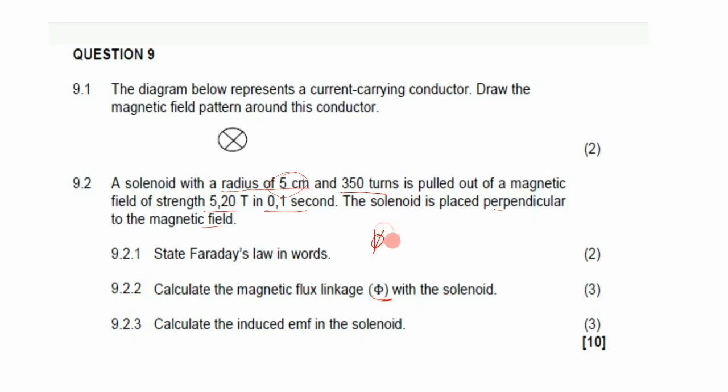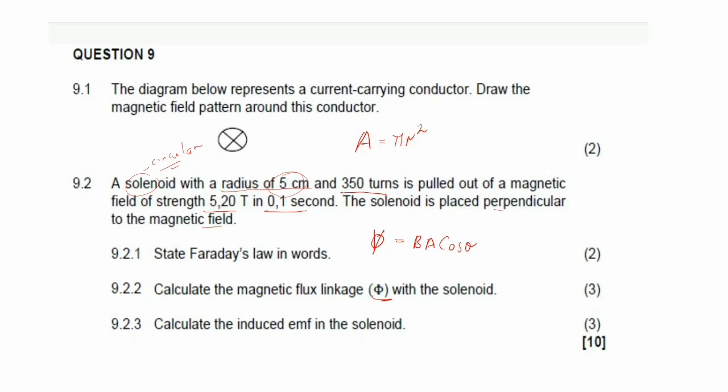Now we know the formula to go about with that one is this one. For the magnetic flux linkage, you say magnetic flux linkage is equal to BA cos theta. So the B here is for the magnetic field strength, which from the statement we can see that we have. And then the A is for the area. So to calculate the area, we know that a solenoid is circular, so we have to calculate the area of a circle. Now the area of the circle is A equals pi times r squared.